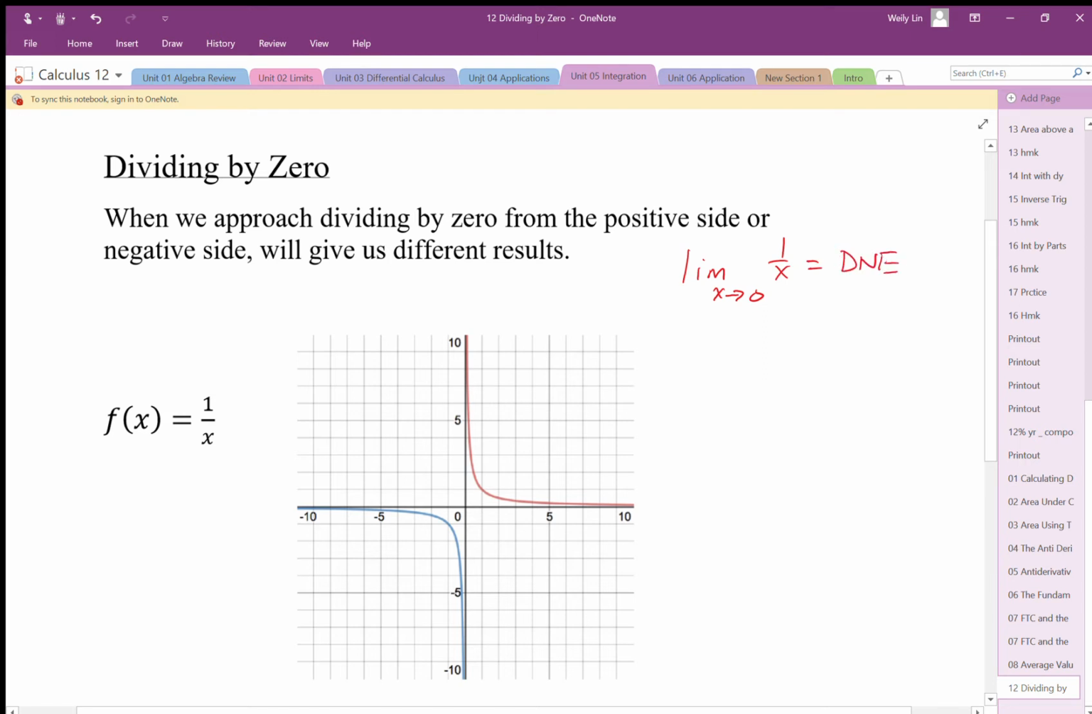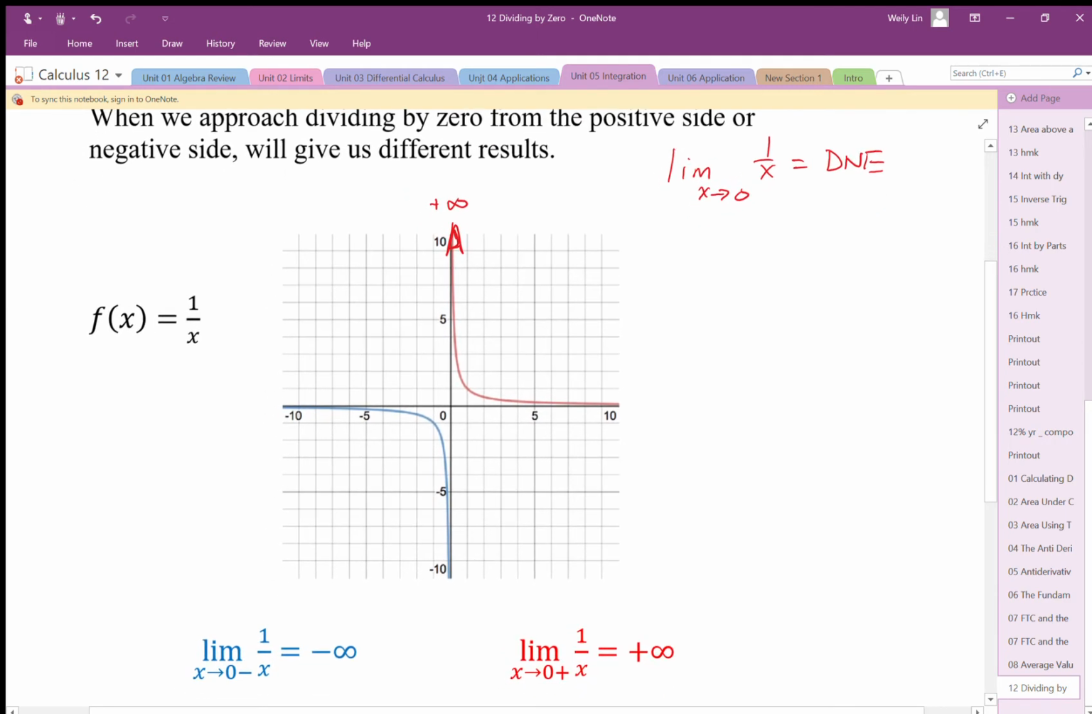The reason why it doesn't exist is that it's a two-sided limit, and from one side it's going up to positive infinity, and from the other side it's going down to negative infinity. So we have to be very careful about this.